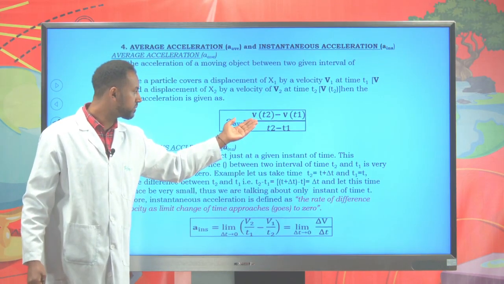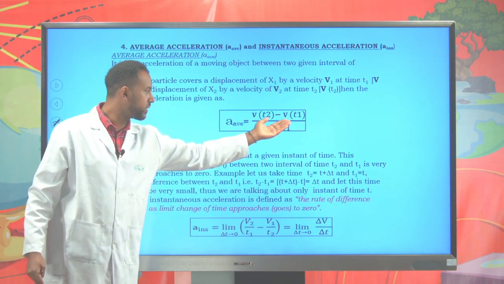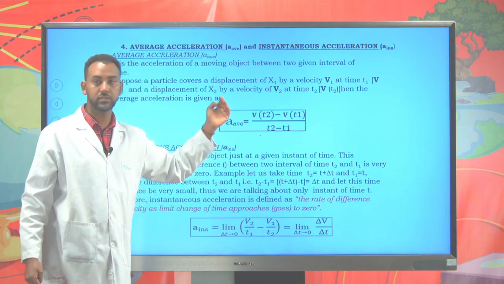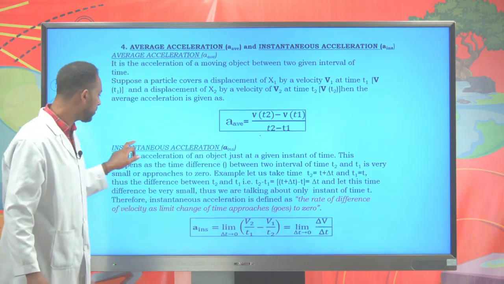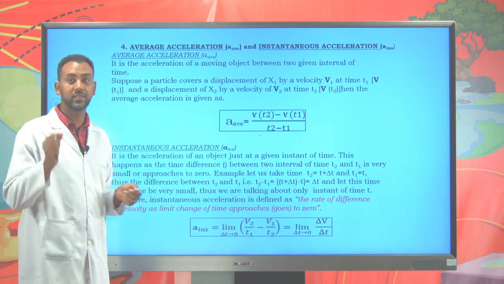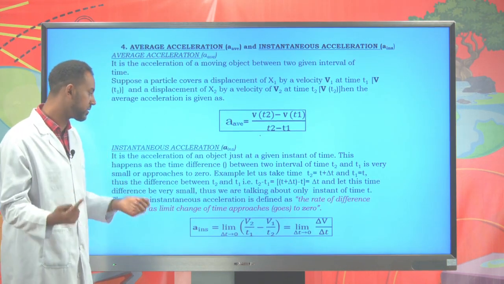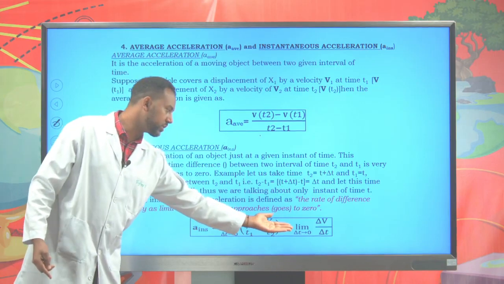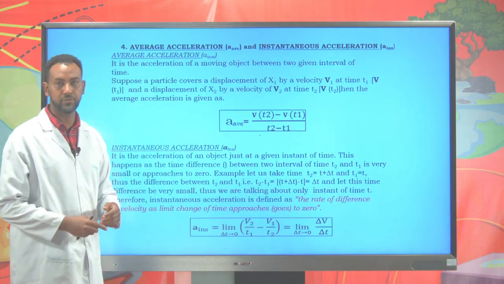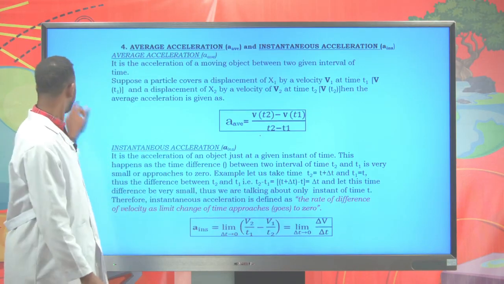The velocity at time t2 minus velocity at time t1, over t2 minus t1, is average acceleration. Whereas if you are asked to find instantaneous acceleration, it's the acceleration at a given instant of time t. Therefore, it's possible to use the derivative of the velocity function.